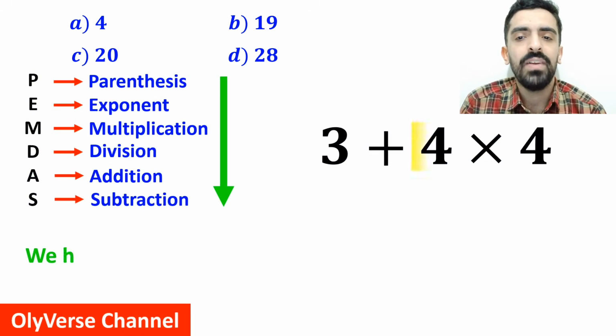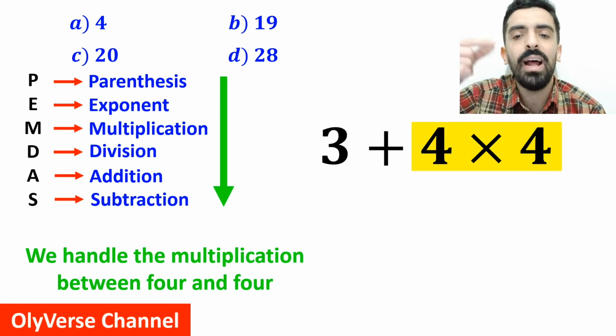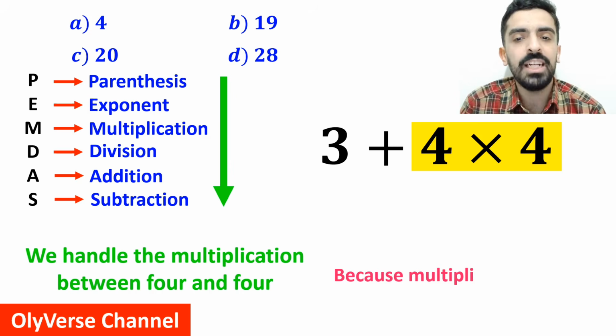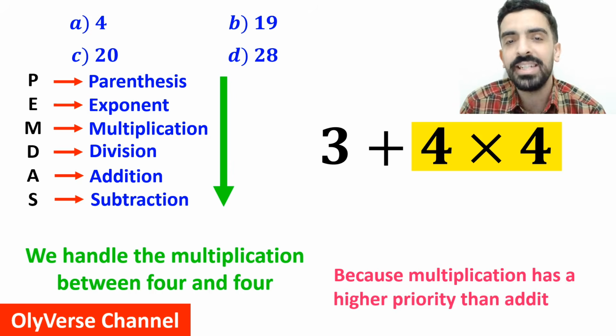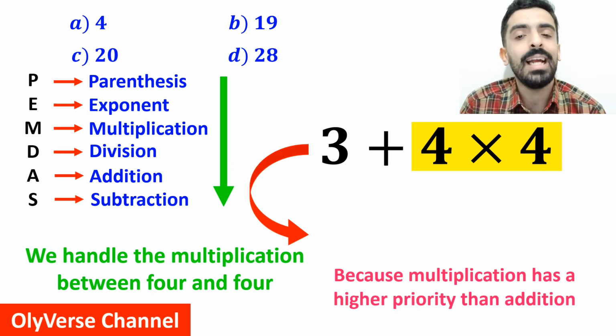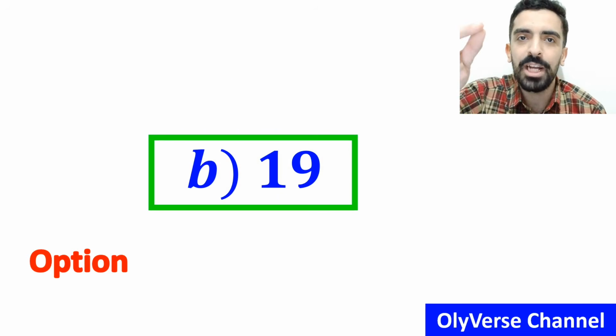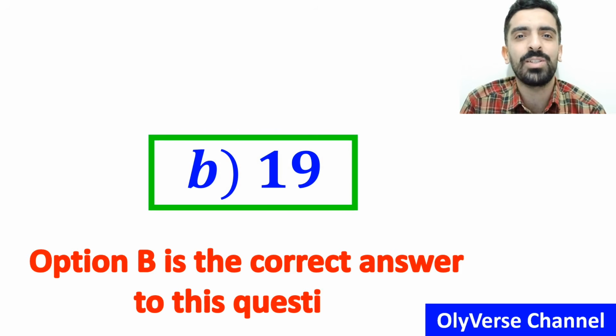And in the next step, we handle the multiplication between 4 and 4, because multiplication has a higher priority than addition. And this expression simplifies to 3 plus 16, which ultimately gives us the answer 19. Therefore, option B is the correct answer to this question.